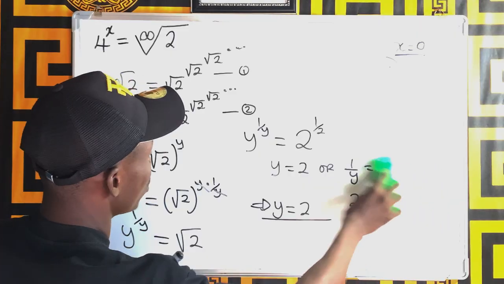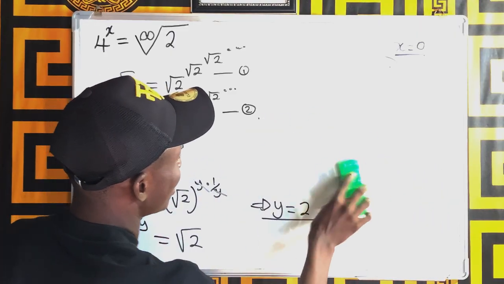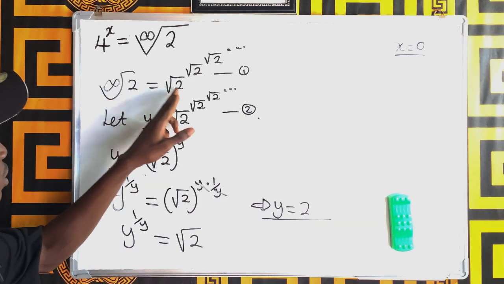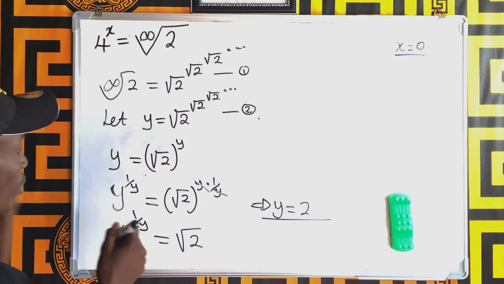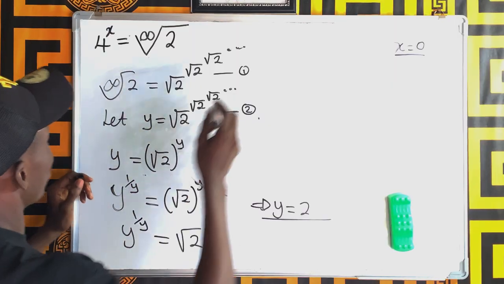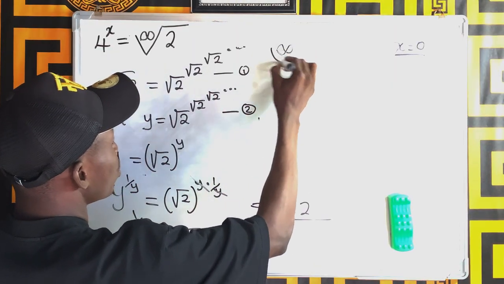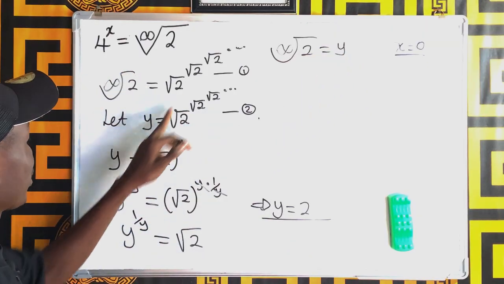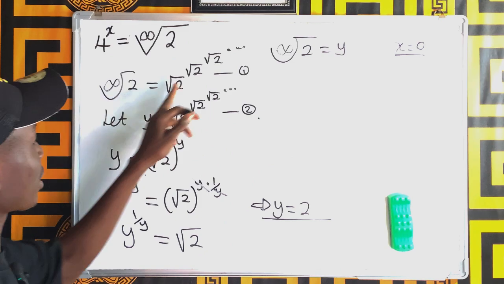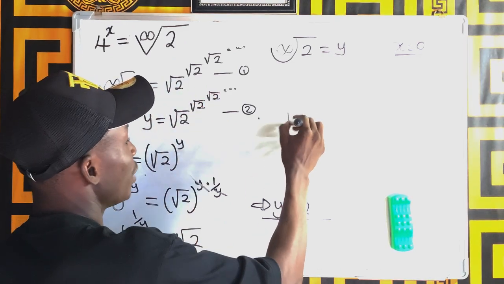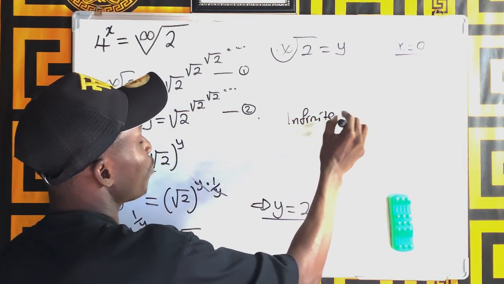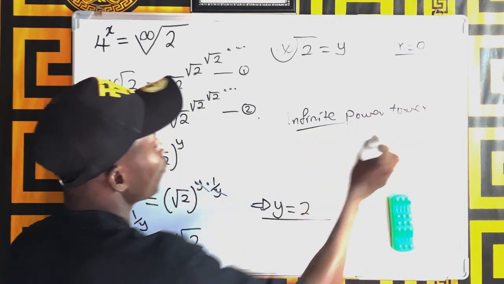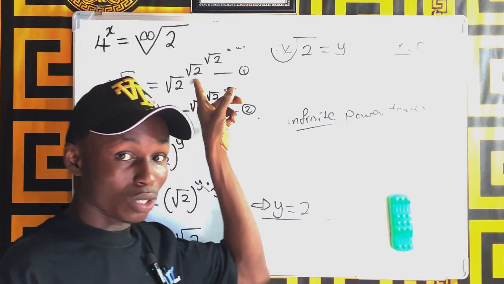Wow. Now let's recall something very interesting. Since we are getting the value of our y, let's recall something very interesting, okay? Now, remember that this is equal to this. That means y is equal to this. That means the infinite root of 2 is equal to y. As you can see here, this represents y. And I want you to understand this. This thing you are seeing is called an infinite power tower, take note. Okay?